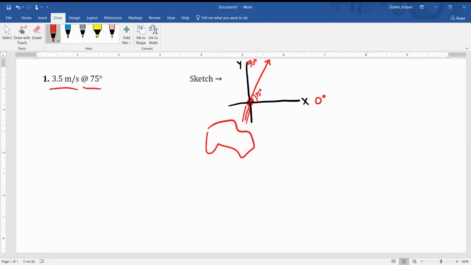Now, scientists very quickly realized that they could make a pretend triangle out of this. If you go from the tip of the arrow straight down until you hit the x-axis, and then follow the x-axis all the way back to the origin, notice you have created a right triangle, where that little square represents a 90-degree angle. The length of this side here is 3.5. Where did I get that number? That was my original speed.